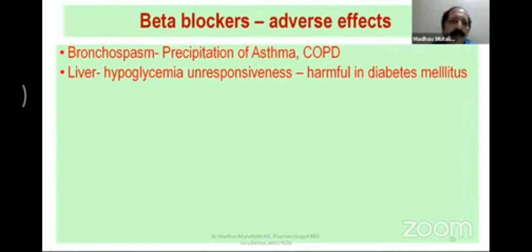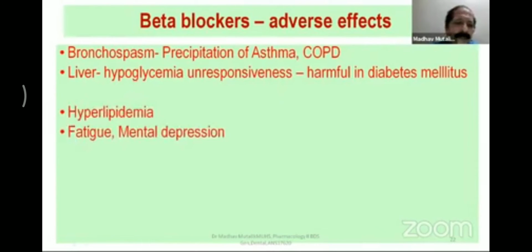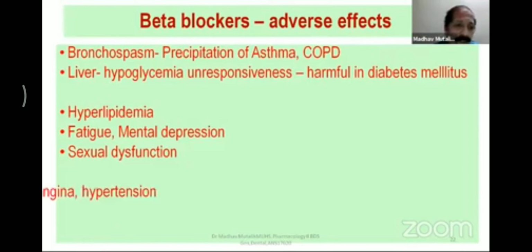And this is why beta blockers should be avoided as far as possible in patients with known bronchial asthma or patients who already have diabetes. Although the cardioselective beta blockers are less likely to have these effects, the selectivity is never absolute. This is why it is better to avoid beta blockers in patients with bronchial asthma and diabetes mellitus. Next, beta blockers do produce hyperlipidemia. They produce fatigue and mental depression on long-term use, and they also produce sexual dysfunction.